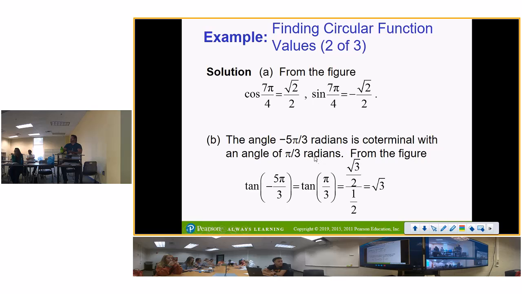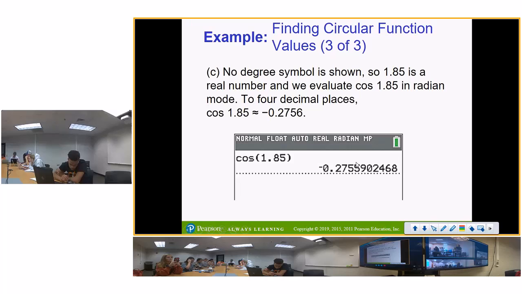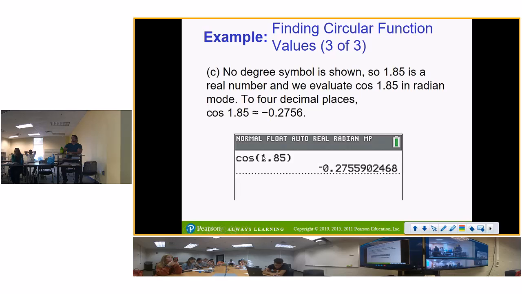Or you can do your triangle. Will you get the same answer? Yes. Why is it positive? Because negative means you're going negative 270 degrees, which means you'll be in the what quadrant? First quadrant. Okay? And that's how you take the cosine of 1.85. And it's in radian mode.